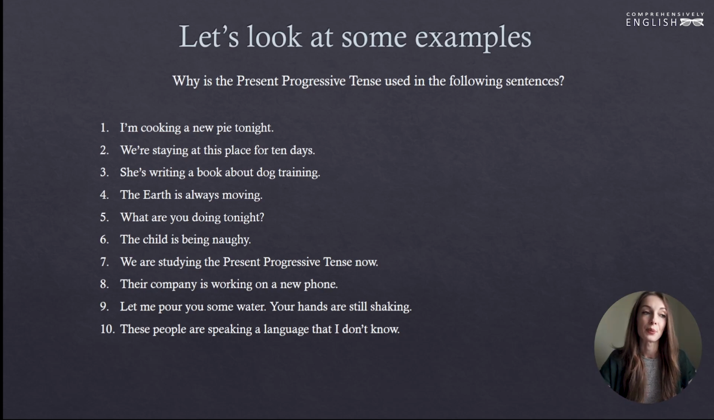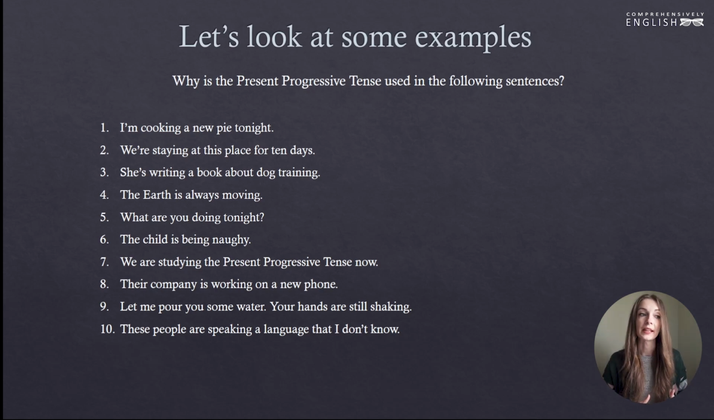We are studying the present progressive tense now. That's what we are literally doing right now. Their company is working on a new phone. That's an example of a bigger now. They are currently working. That might take a little while. Let me pour you some water. Your hands are still shaking. Still is one of the markers with which we use the present progressive tense, and it shows us that this situation is ongoing. Your hands are now shaking.